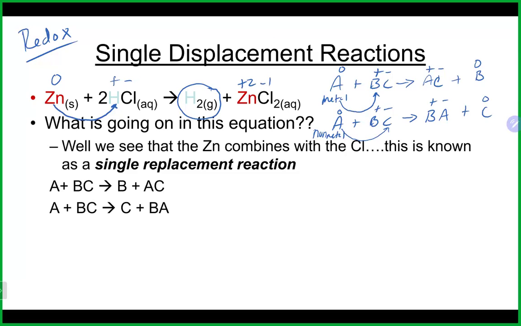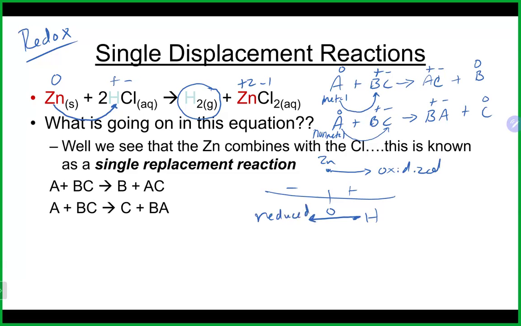This again is still a redox reaction. This is actually the one I did on the other page. The zinc goes from 0 to +2, right? Which means the zinc is being oxidized. The hydrogen here is going from +1 to 0, which is being reduced.